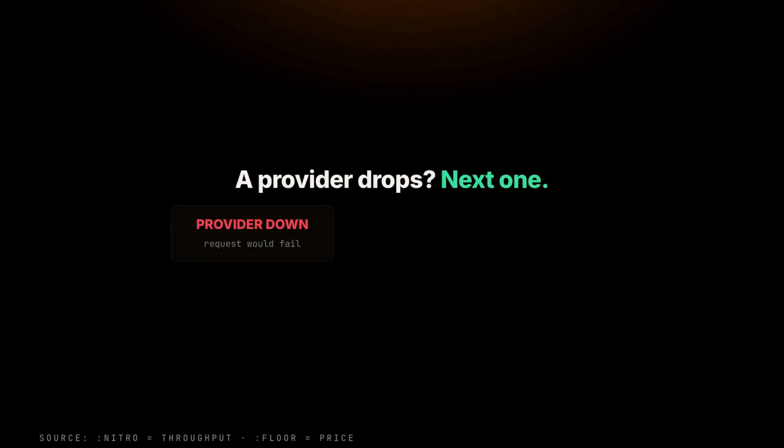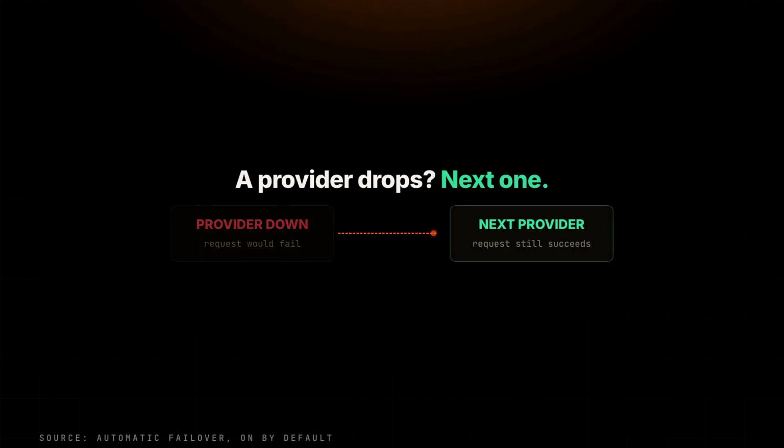There are 2 shortcuts worth memorizing. Add Nitro to a model, and it sorts for throughput, the fastest provider. Add Floor, and it sorts for the lowest price instead. Now the part people actually feel. A provider goes down mid-request. OpenRouter just tries the next one. Failover is on by default, and your app never notices the hiccup.